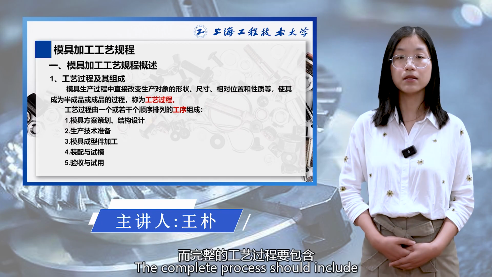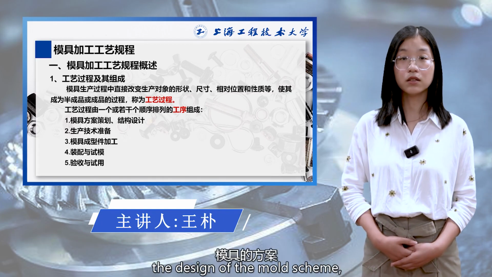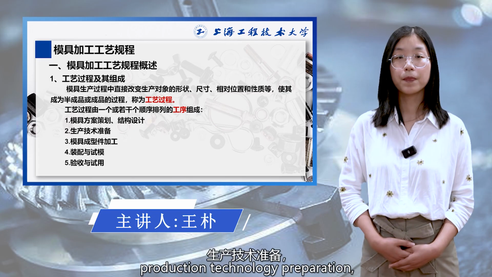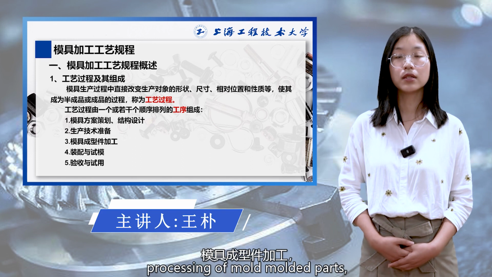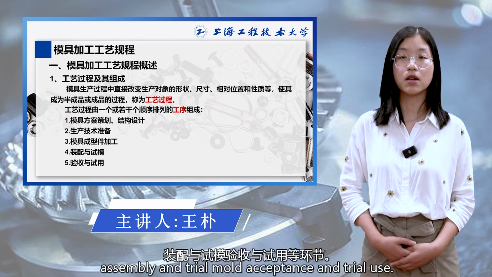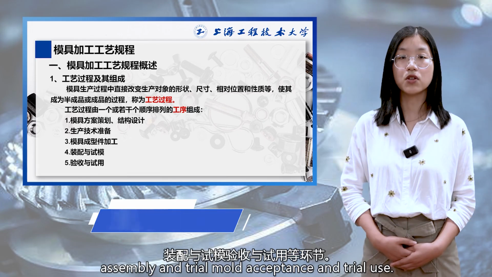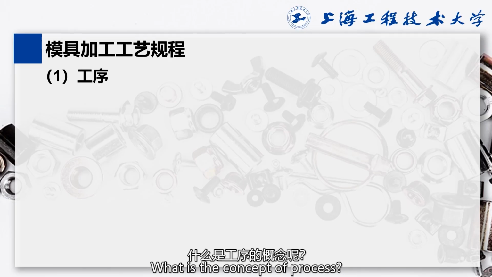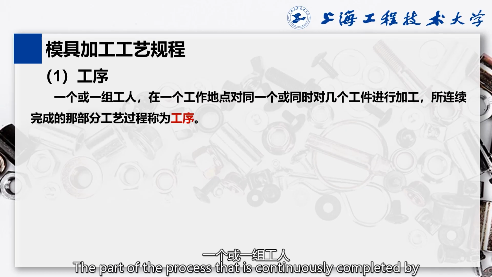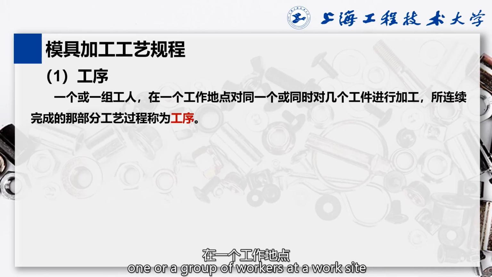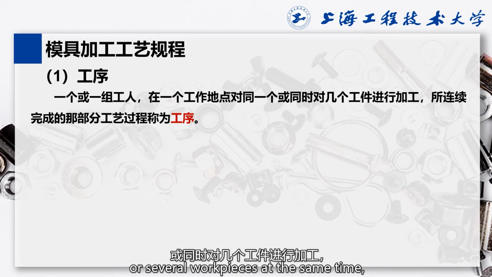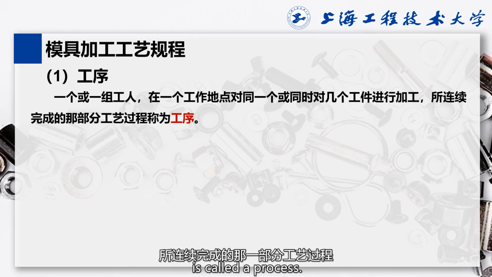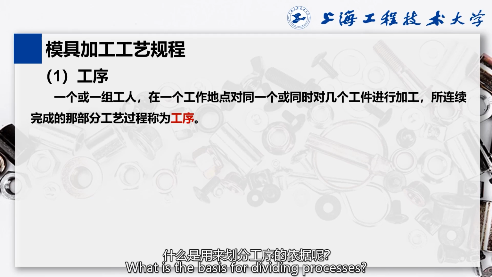The complete process should include the design of the mold scheme, planning, and structure design, production technology preparation, processing of molded parts, assembly and trial, mold acceptance and trial use. What is the concept of a procedure? The part of the process that is continuously completed by one or a group of workers at a work site or the same machine tool equipment processing the same or several workpieces at the same time is called a procedure.